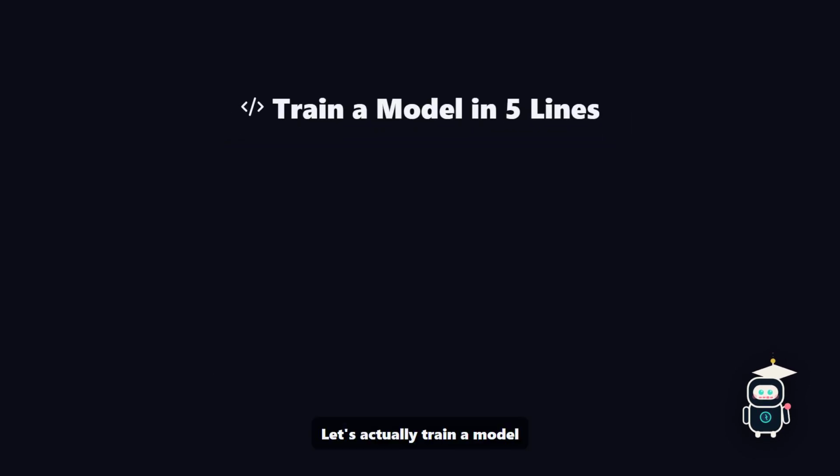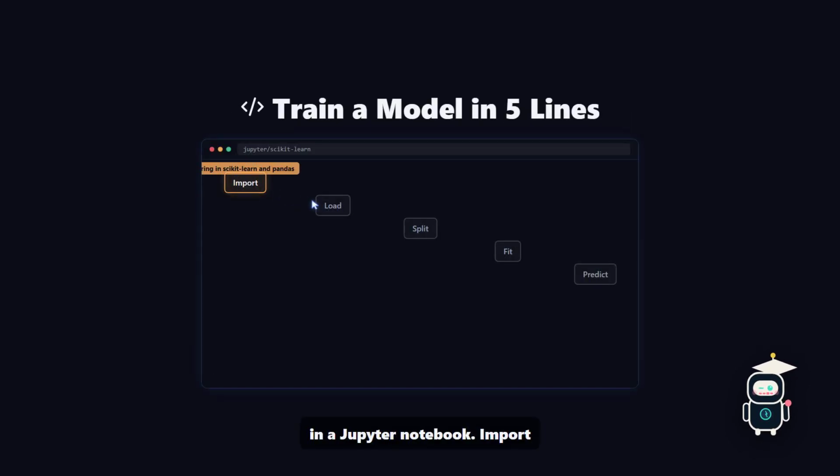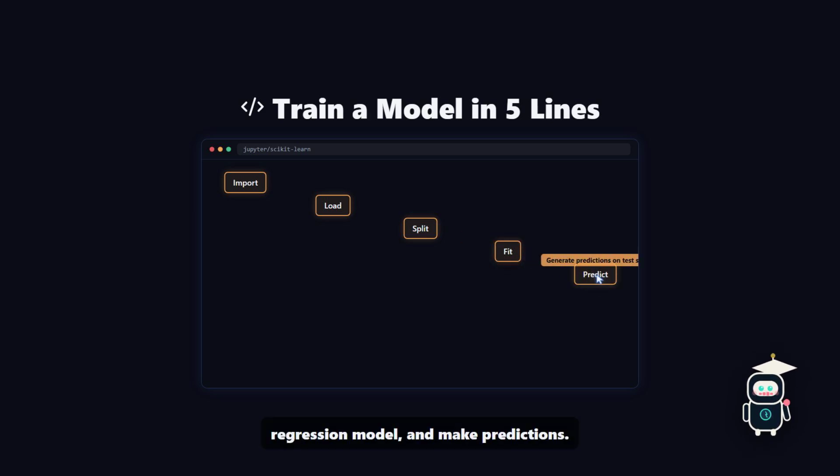Let's actually train a model in a Jupyter notebook. Import the libraries, load your dataset, split it into training and test sets, fit a linear regression model, and make predictions. This is the core loop of a data scientist.